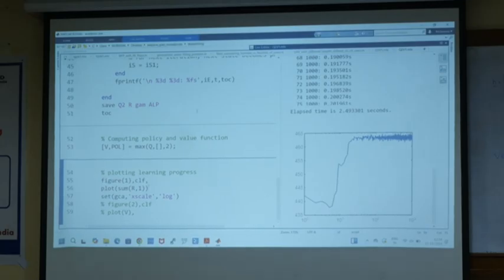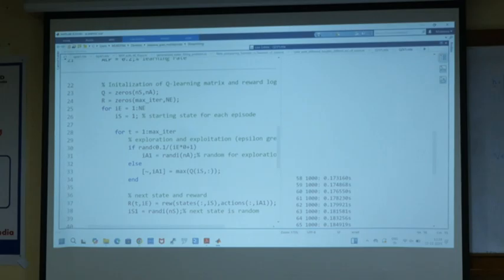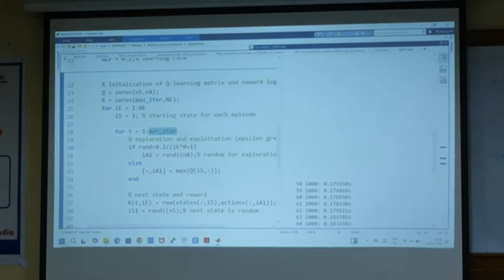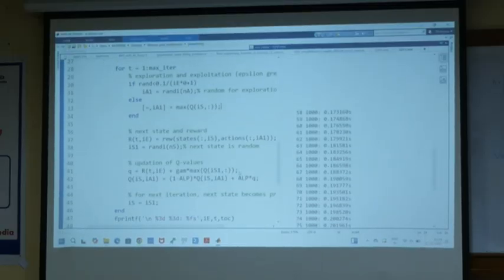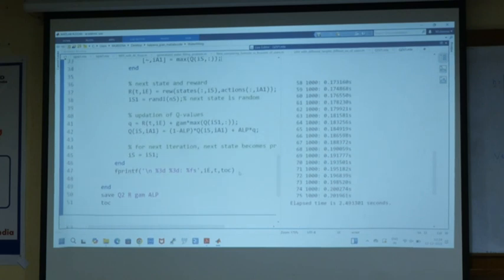So here there is no terminal state, there is only a maximum number of iterations. Earlier in the grid world, there was a terminal state, so as soon as I reached the terminal state, I would not go to the maximum number of iterations. I would stop there. Any more questions?